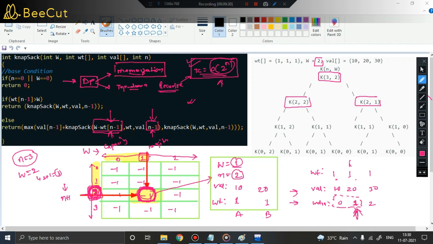Remember, memoization means recursion plus table, right? So memoization uses recursion, and we will also be taking the help of tables. Recursion means the code will remain the same, we are just going to take the help of a table. Now the question is, when are we going to use the table? So let me write the memoization code for this.